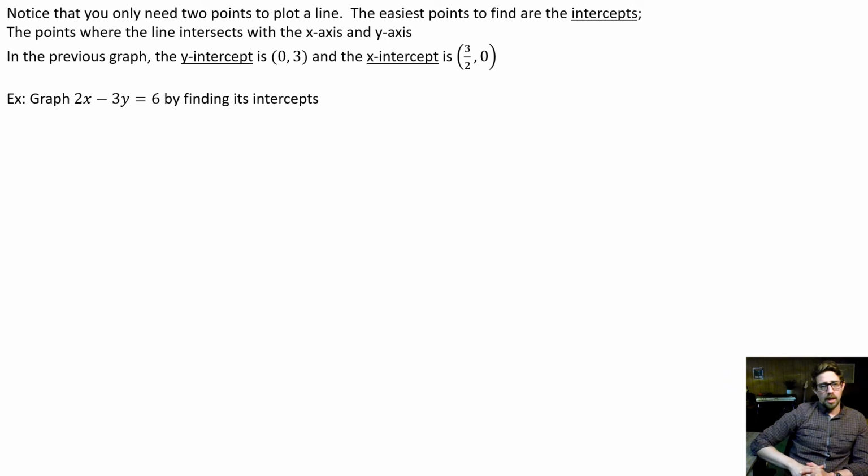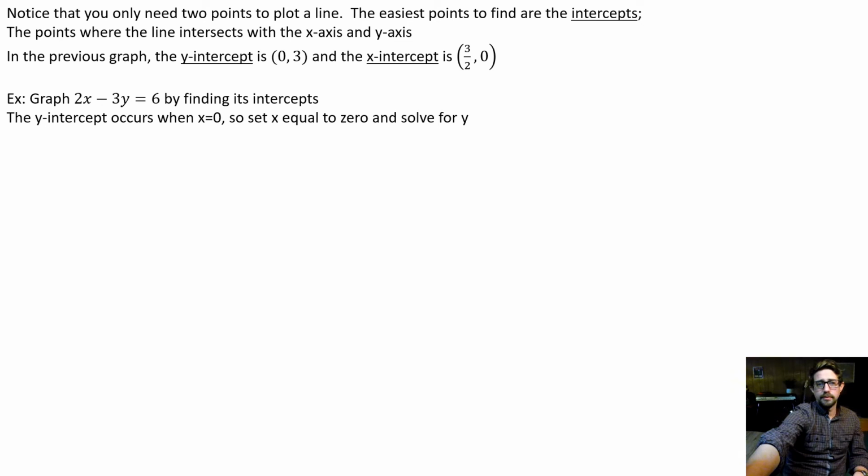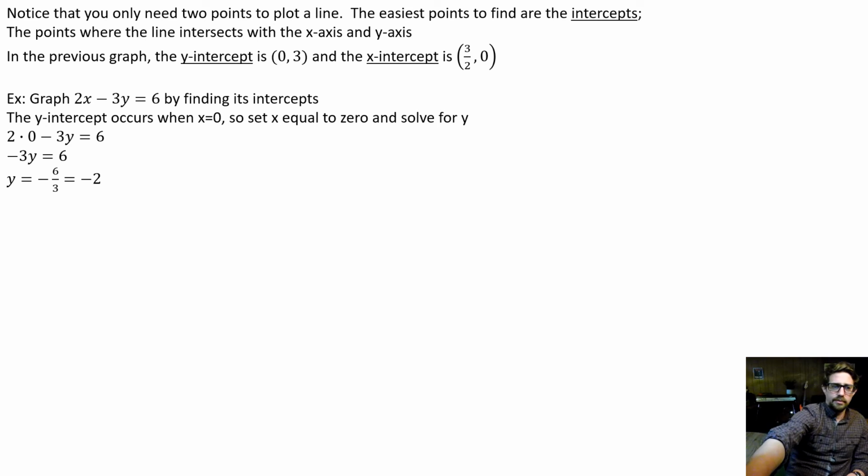So here's how you do it. To find either of the intercepts, you just make the other variable 0. And you can probably almost do that in your head. When you set x equal to 0, well, the 2x just goes away, and you have negative 3y equals 6, which means that y is 6 over negative 3, which is negative 2. Okay, so that's a point. So when x is 0, y is negative 2.